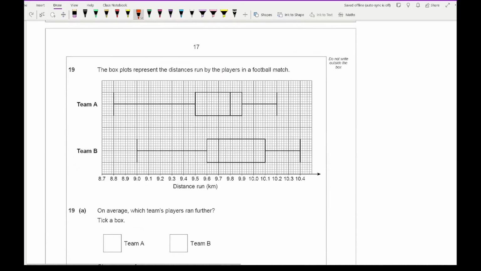Then looking at question 19, again this is looking at box plots. So the box plot represents the distances run by players in a football match, and we've got team A and team B. Now the first question says, on average, which team players ran further? So we're looking on average, so we're looking for where the median lies, so that's where we want to compare the median. And looking at this, it says that team A on average ran further.